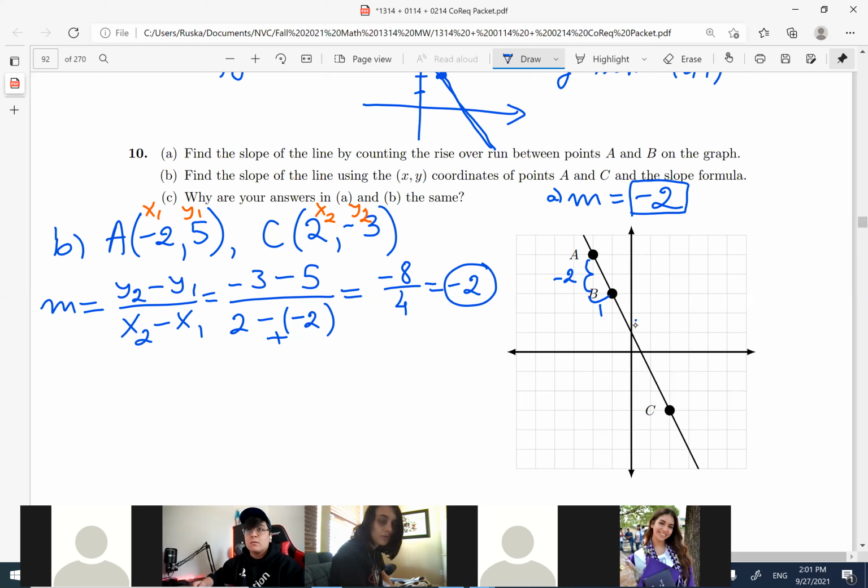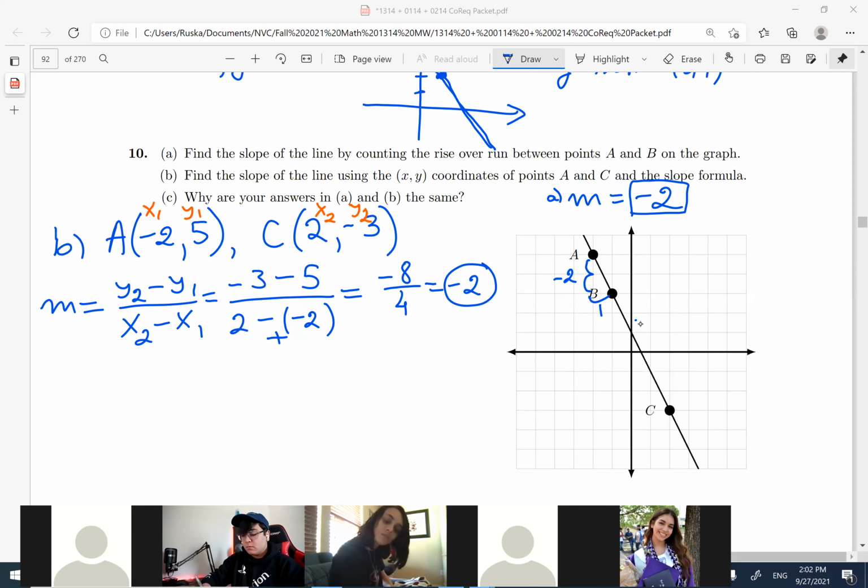Because the x coordinate is -2 and so is the slope. Why? Because the slope is constant. Good job, Aliana. So every time you have a straight line, the slope is the same number.